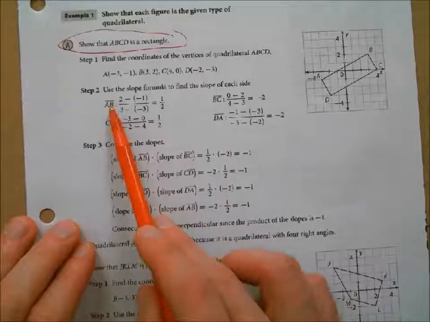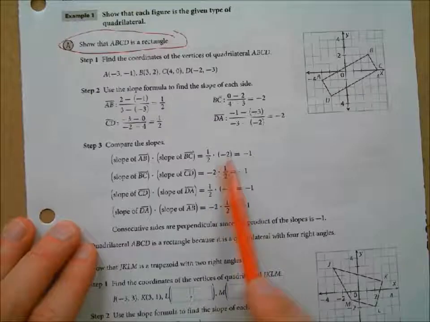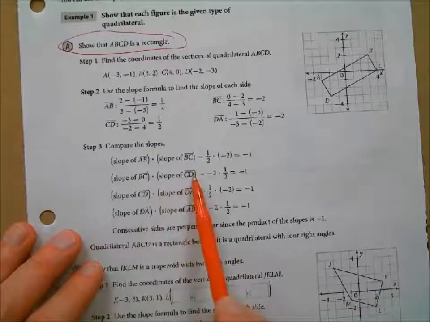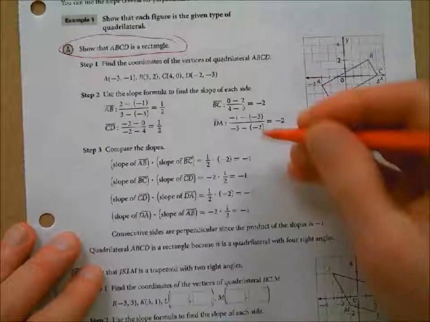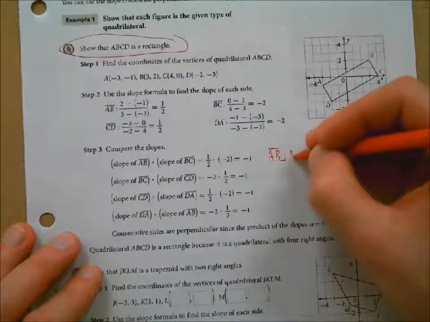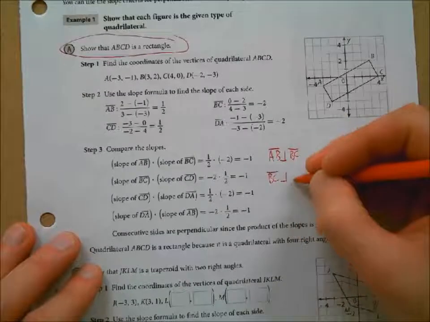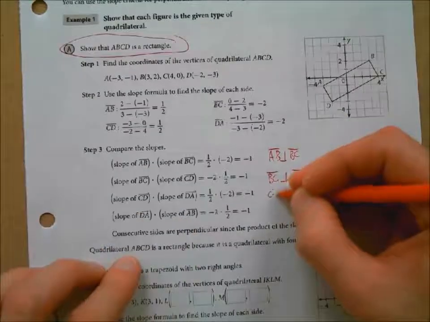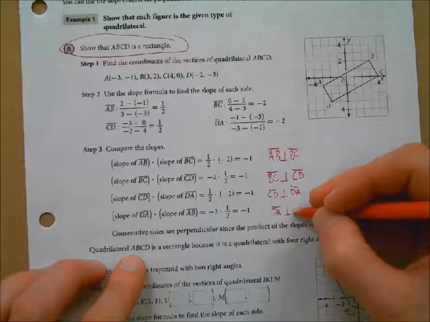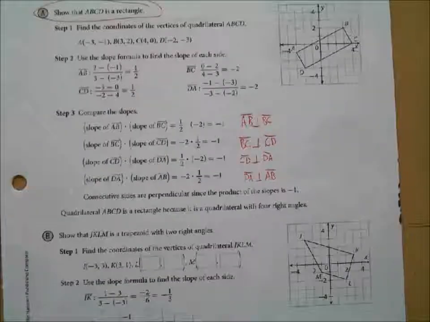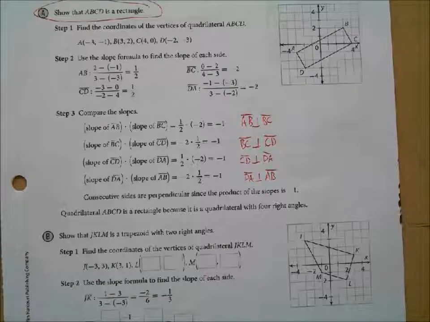They check AB and BC, and they see, aha, their slopes multiply to make negative 1, so that means these are perpendicular. They check BC and CD, they check CD and DA, and they check DA and AB, and all of those slopes multiply to give us negative 1. And so we can say that AB is perpendicular to BC, BC is perpendicular to CD, CD is perpendicular to DA, and finally DA is perpendicular to AB. With that information, we have all four angles being right angles, because all consecutive sides are perpendicular to each other, and so we have a rectangle.